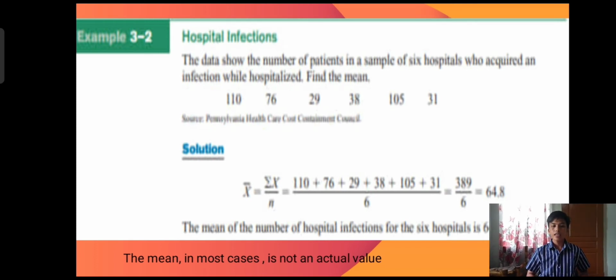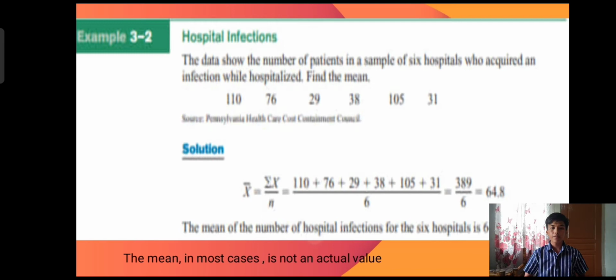So, add 110 plus 76 plus 29 plus 38 plus 105 plus 31, which equals 389, divided by 6. So, what is the answer? The answer is 64.8. So, the mean of the number of hospital infections for the 6 hospitals is 64.8. The mean in most cases is not an actual value.